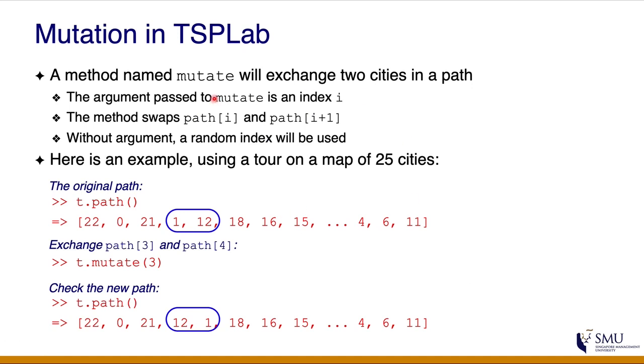So if you do it in the TSP lab, this is the lab we talk about, like the tours. If you print out their sequence, they are just a sequence of the node IDs that we visit according to this particular order over here, right? So if you specify that you want to mutate the index number 3, for example, this is 0, 1, 2, 3, it means that the order of 3 and 4 will be exchanged, right? So instead of 1 and 12, you get 12 and 1.